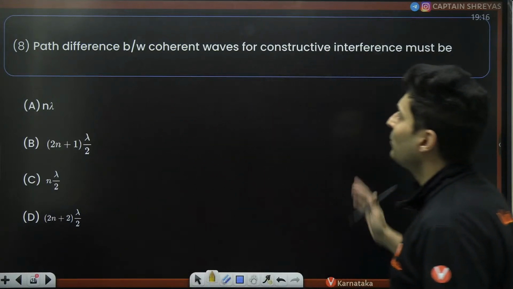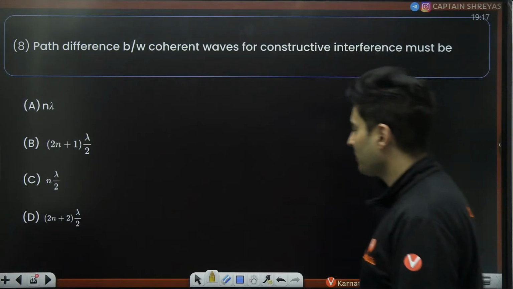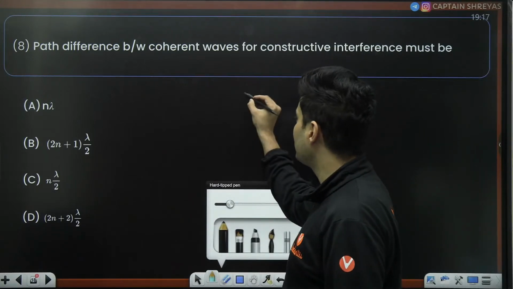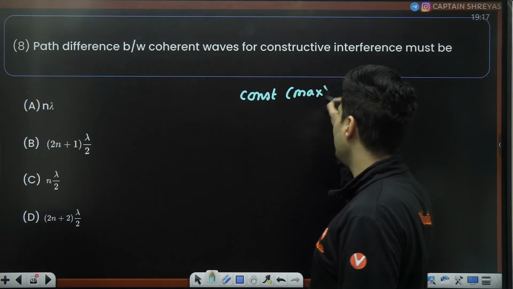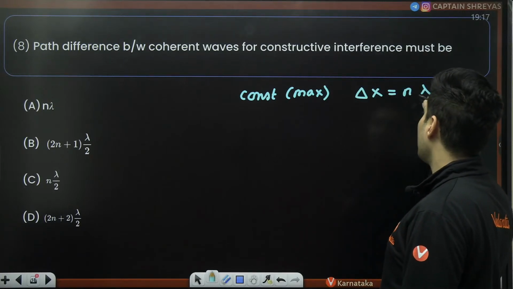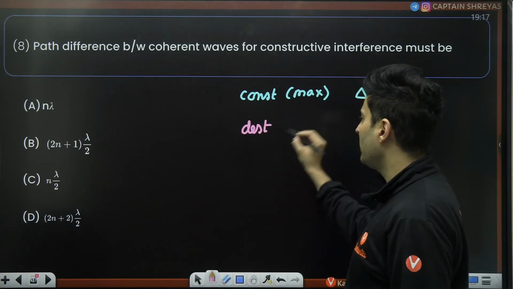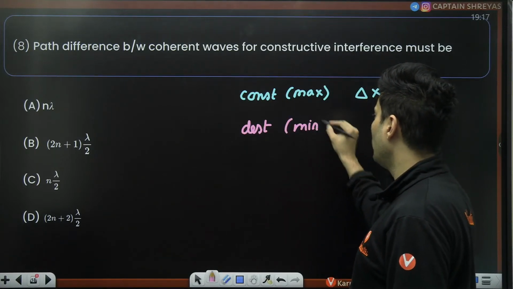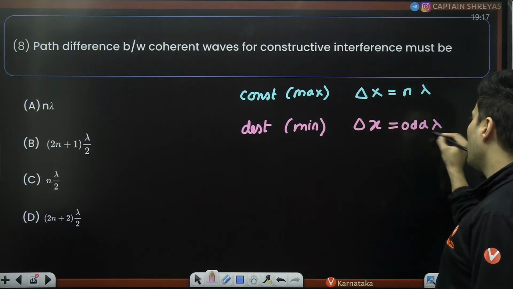Path difference between coherent waves for constructive interference. See guys, whenever the interference is constructive and you want maximum intensity or amplitude, the path difference must be n times lambda. And if you want destructive interference, minimum intensity, then delta x should be odd times lambda divided by 2.